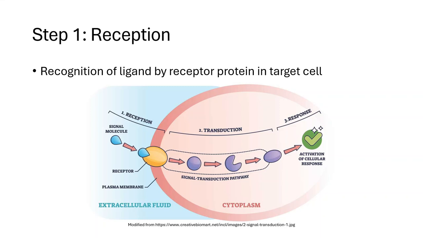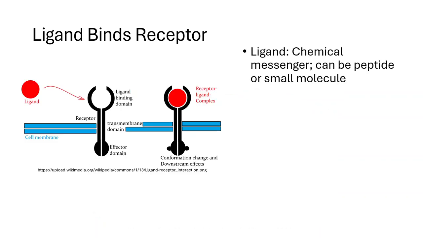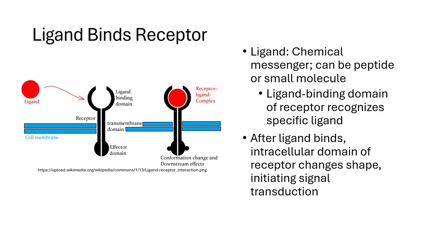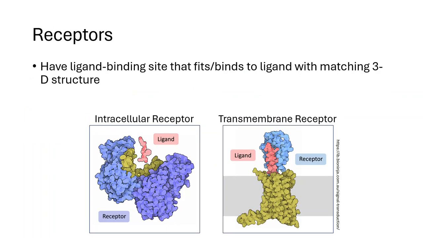So let's talk about each of these steps in detail. Step one is reception, where a ligand molecule is going to bind to a receptor in the target cell. A ligand is a chemical messenger. It's usually going to be water soluble. Some of them are not; they're hydrophobic. We'll talk about those in a little bit. This is usually a very small molecule. It could be a peptide, something a couple of amino acids long. It binds to a specific site on the receptor, which then initiates a change in conformation, which changes the intracellular or inner surface of the receptor, which can then trigger all of these activities inside of the cell.